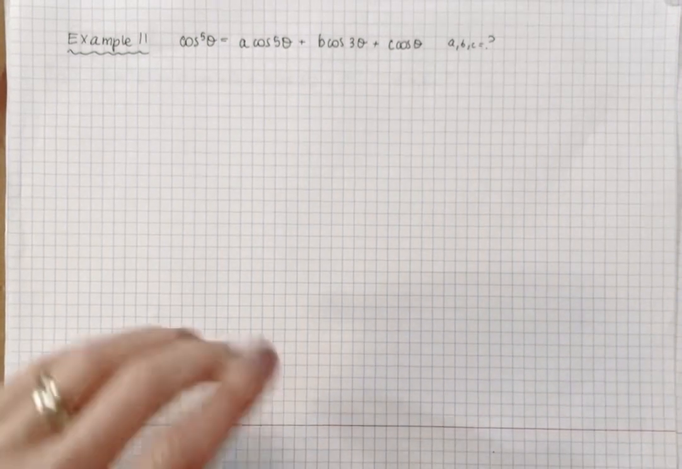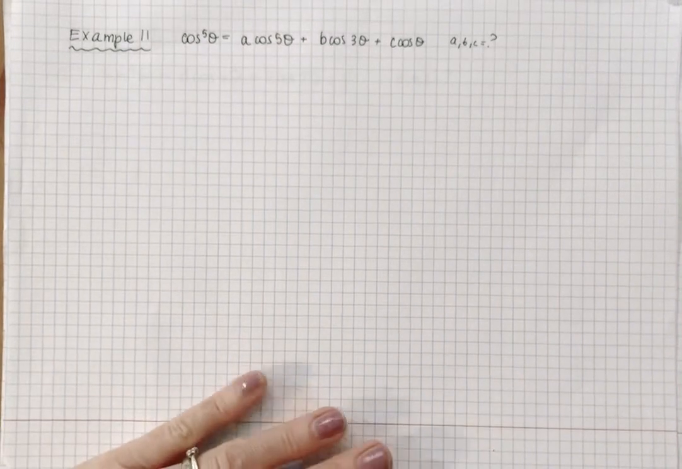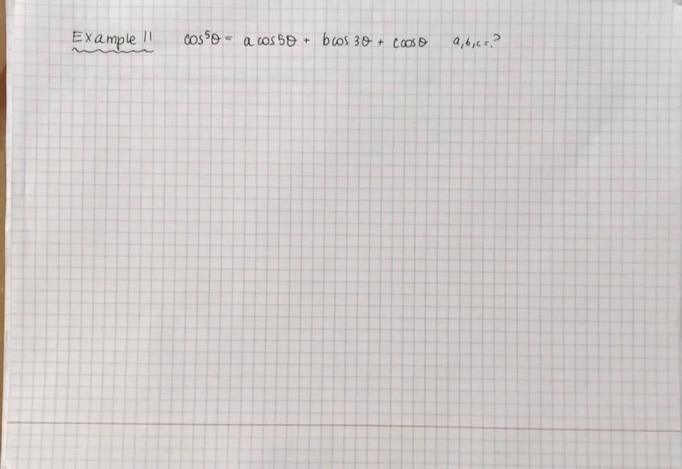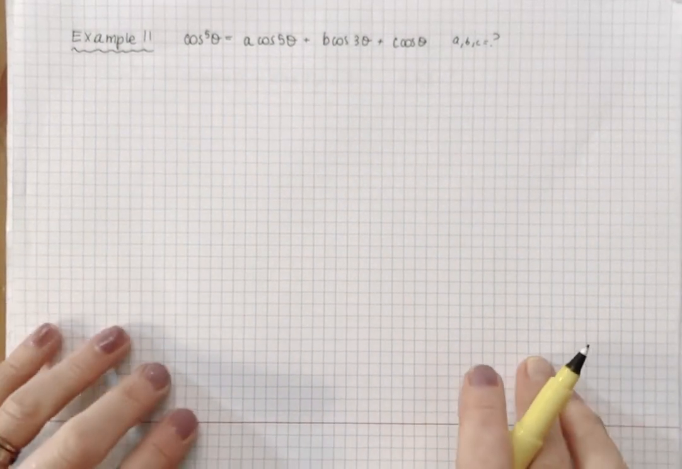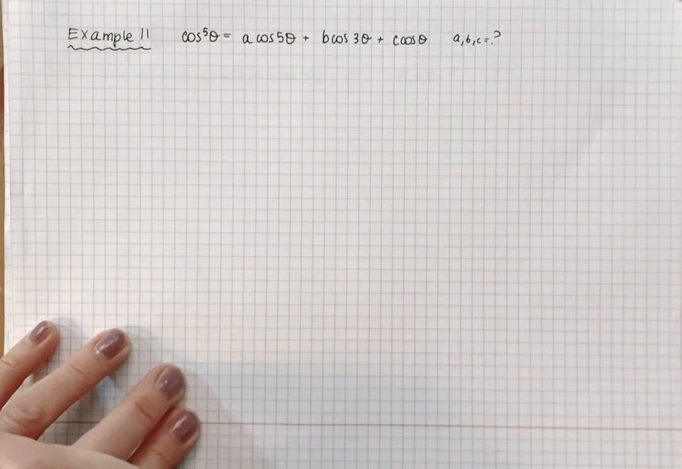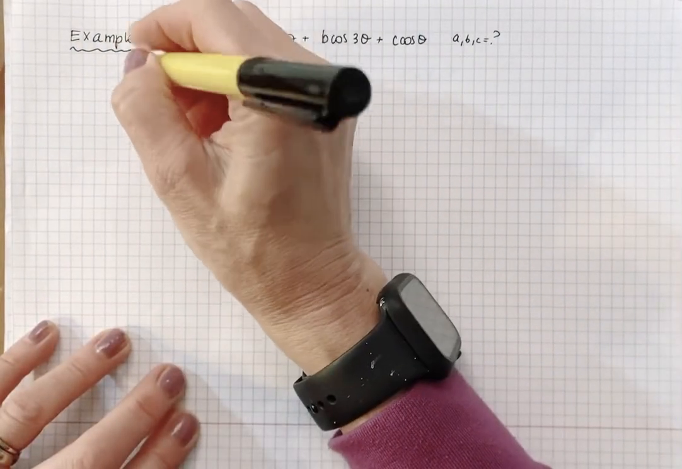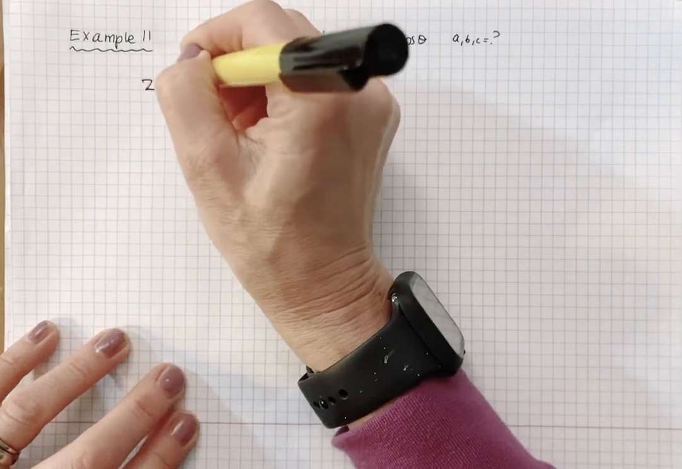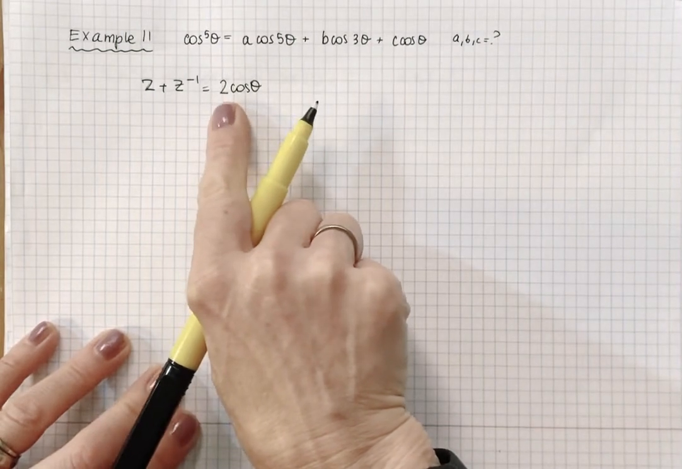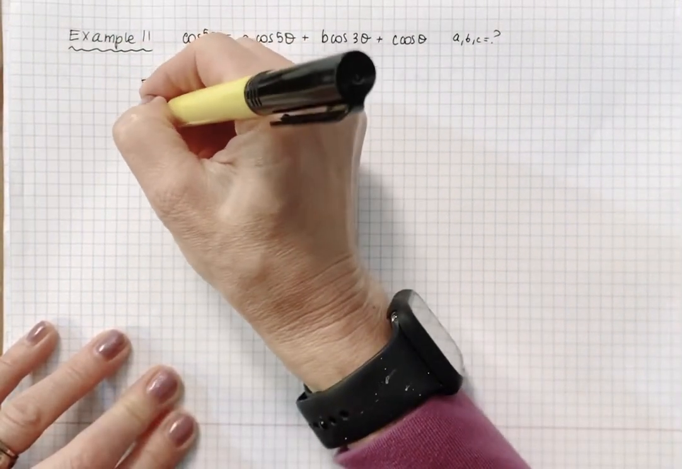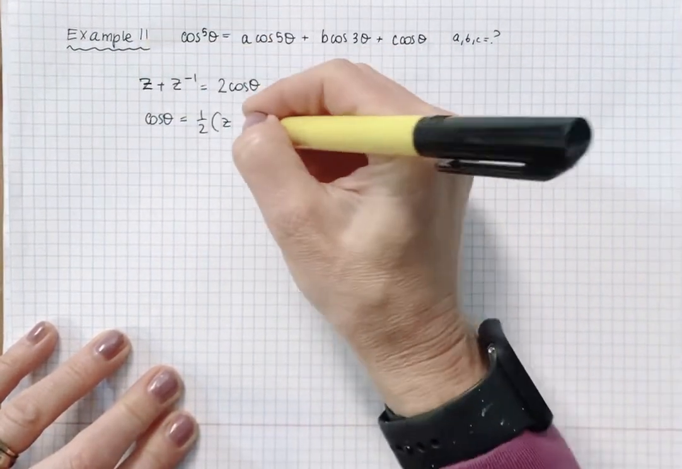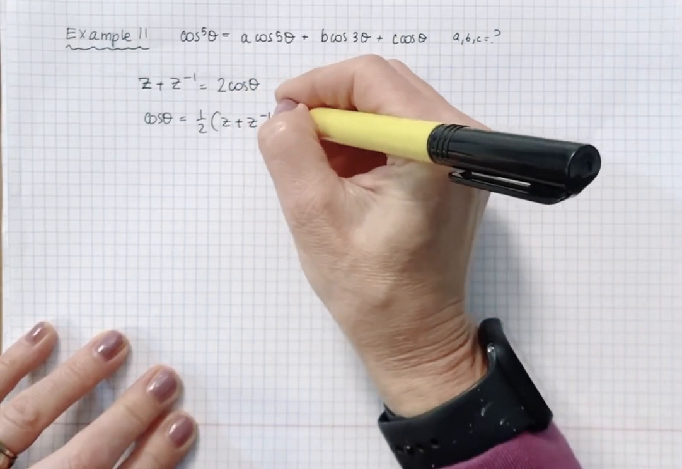Here you can see you've got cos to the power 5 theta, and we've got to find the values of a, b and c on the right hand side. As it's cos theta, that invites you to use the identity involving cos theta: z plus z to the power minus 1 is equal to 2 cos theta. I'm going to quickly rearrange this identity, because if this is true, then cos theta must also be equal to a half z plus z to the power minus 1.